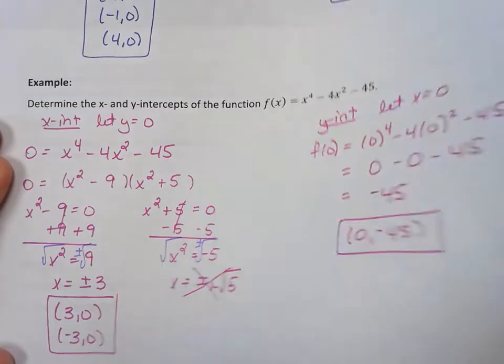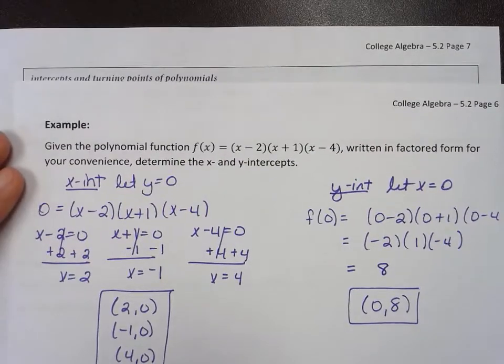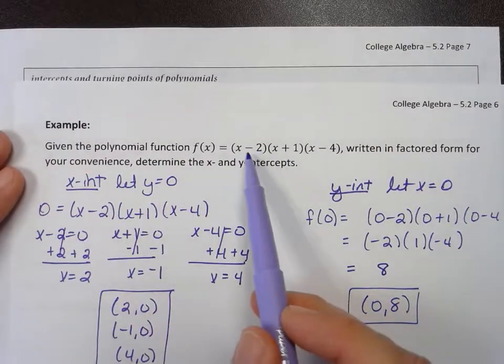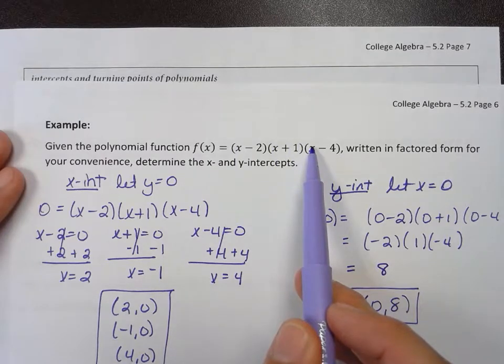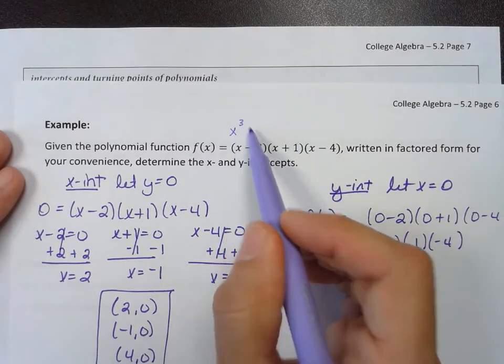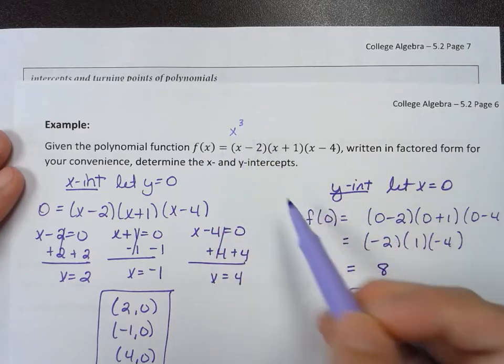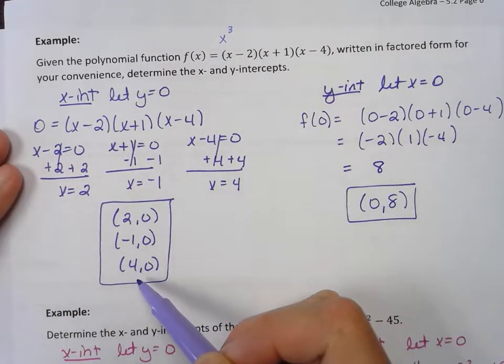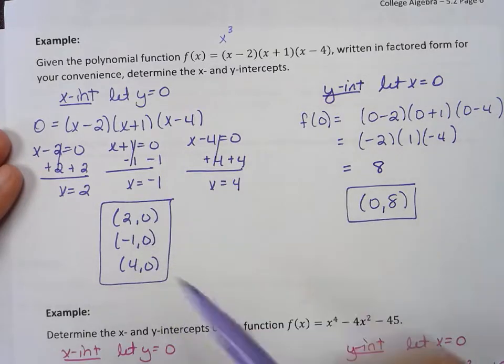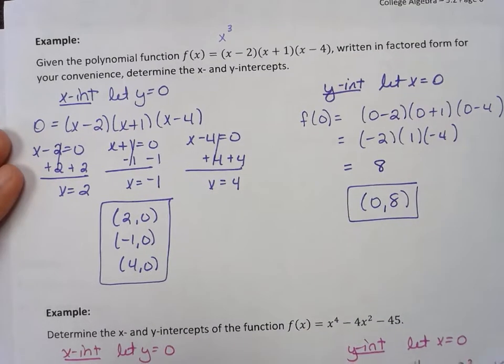Look at the previous problem. When we multiplied this, if we multiply all of this out, we would have x times x times x, which would give us an x cubed function. So this is a third degree polynomial. Do you notice how we have 3 zeros or 3 x-intercepts? So that's what that part means.